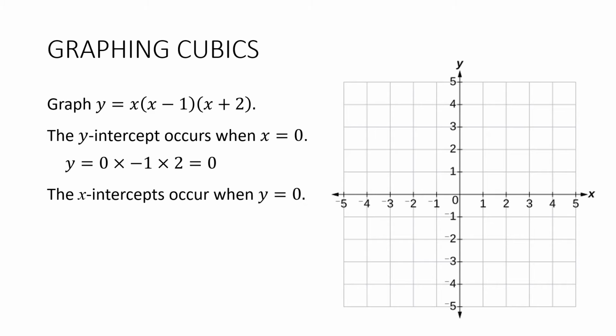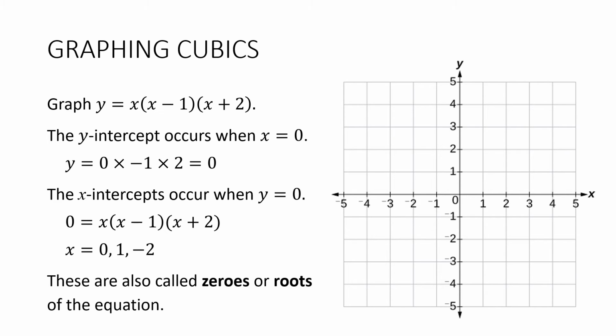Next, we're going to find the x-intercepts. They occur when y is equal to 0, so put 0 in here. And we're going to use the null factor law, but we've got 3 products in this case: x, x minus 1, and x plus 2. And any one of them could be 0, and that would wipe the whole thing out. So our x-intercepts are 0, 1, and negative 2. These, by the way, are also called zeros or roots of the equation.